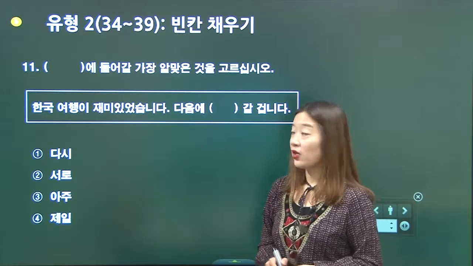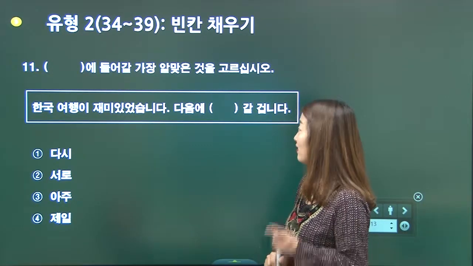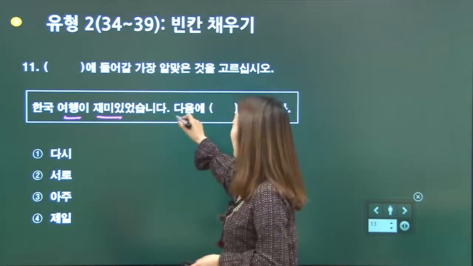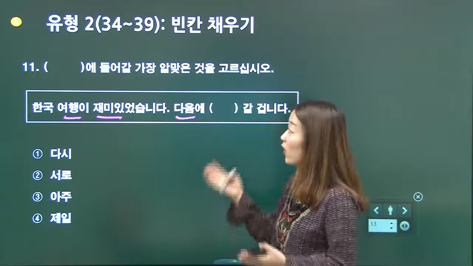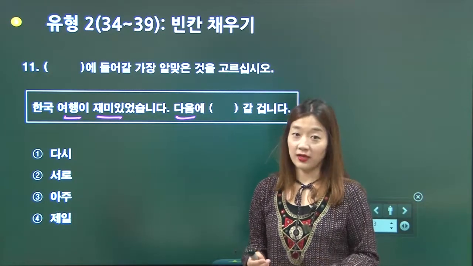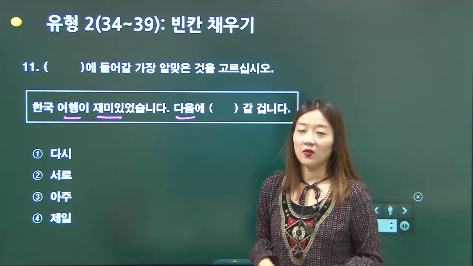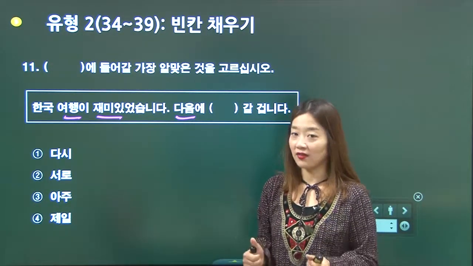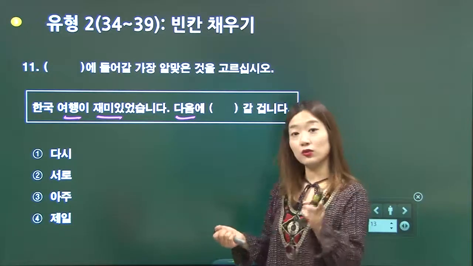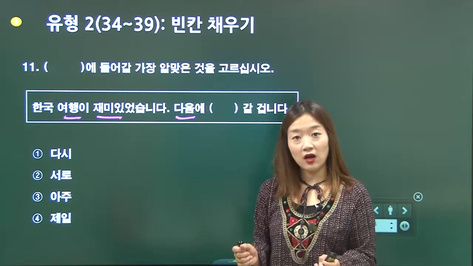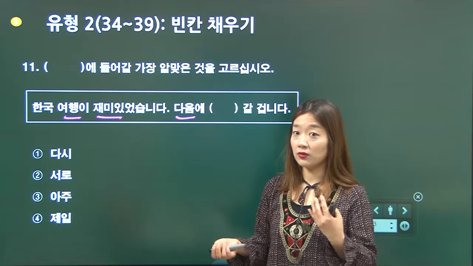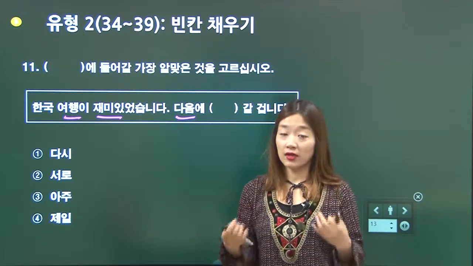Number 11. 한국 여행이 재미있었습니다. 다음에 땡땡땡 갈 겁니다. Here the keywords are 여행, 재미, 다음. So, 여행, do you know what 여행 means? It means trip, traveling, right? And then 재미, it's fun, right? So the trip was fun. And then 다음 means next time. What do you want to do if the trip was really really fun? What do you want to do next time? You will go again, right? You're going to go there again, or you're going to travel again, right?